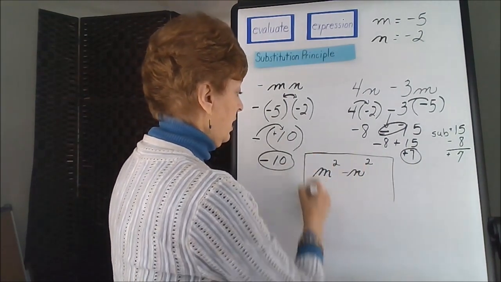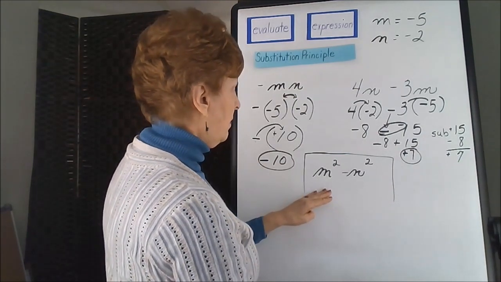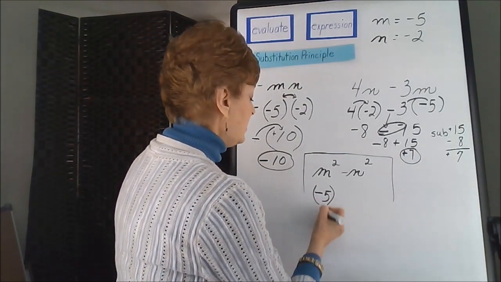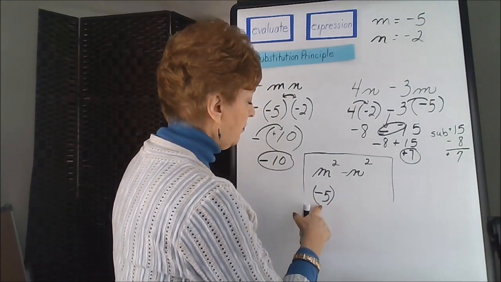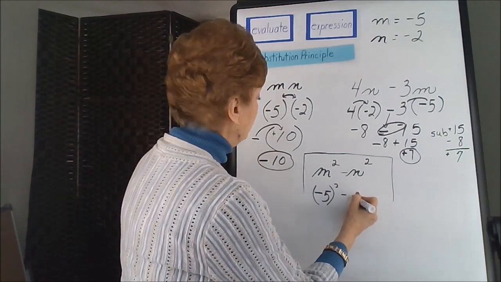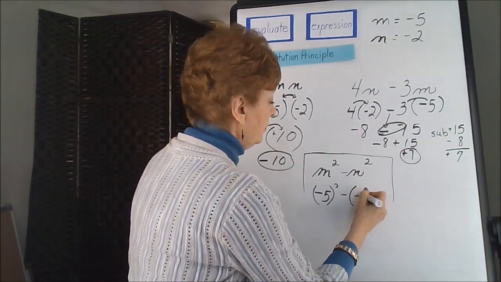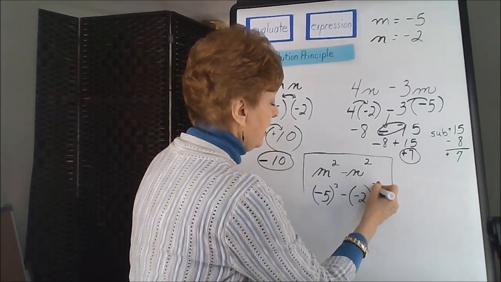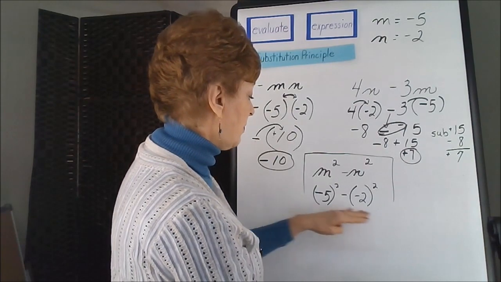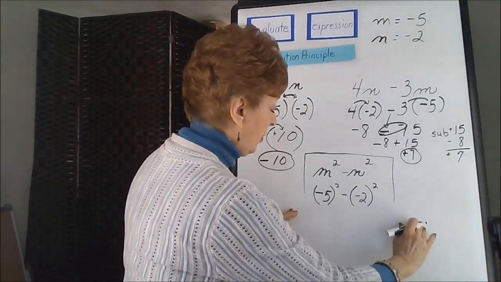Okay, here's our third one using the same variables. M is a negative 5. I'll swing parentheses around it because that's what I'm inserting for m, and then we have to square it. Minus the n, which is a negative 2, square that. We have to take the squares of both those numbers, so we can do that in one step across the problem.